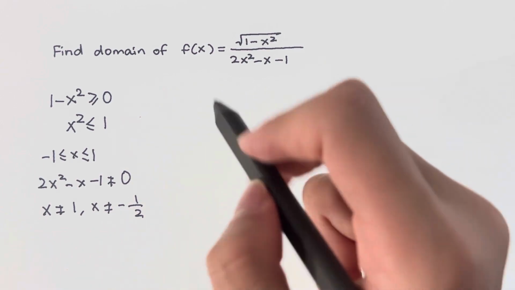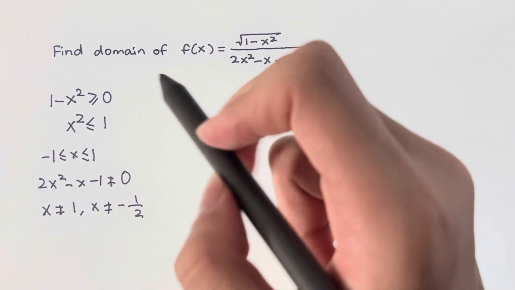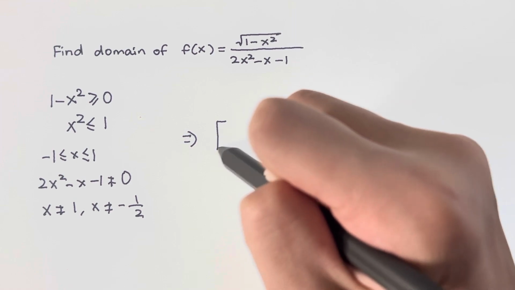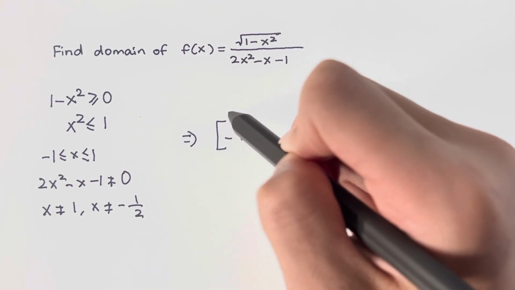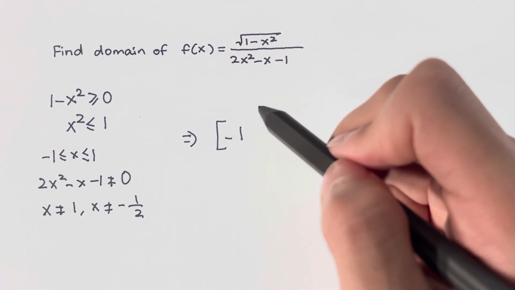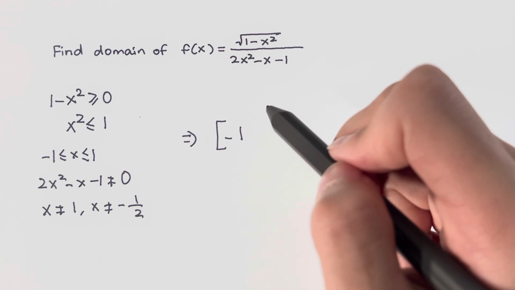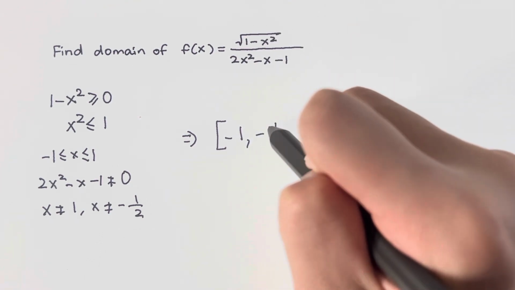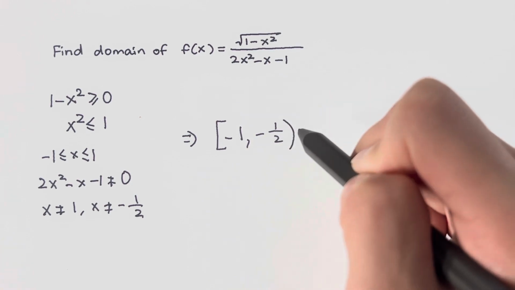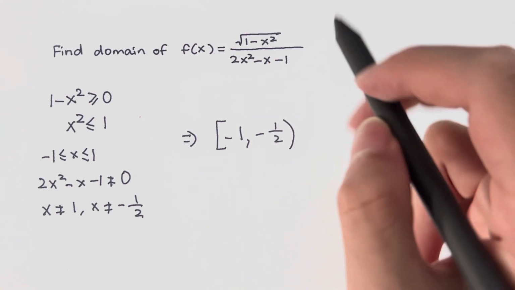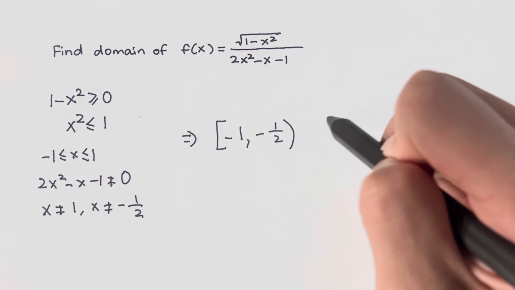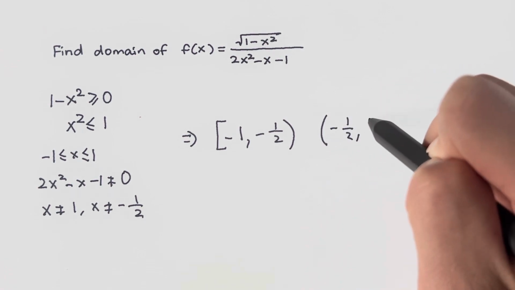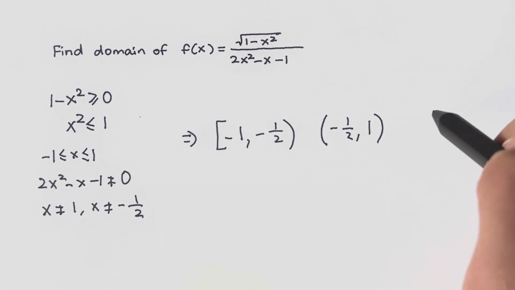So to represent this in interval notation, it will be negative 1. We have a bracket here because that signifies the less than or equal to, the greater than or equal to. And then negative 1/2. We have parentheses here because it cannot equal negative 1/2. And we also have negative 1/2 parentheses, then 1 parentheses because it cannot equal 1.